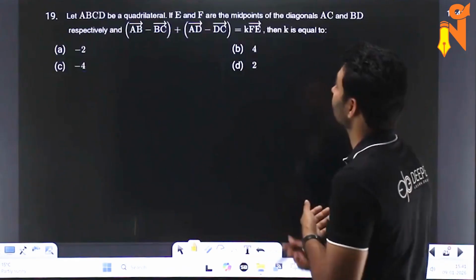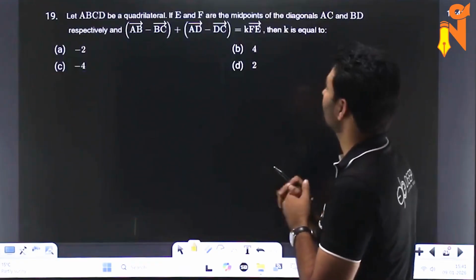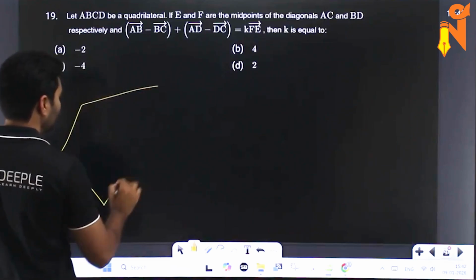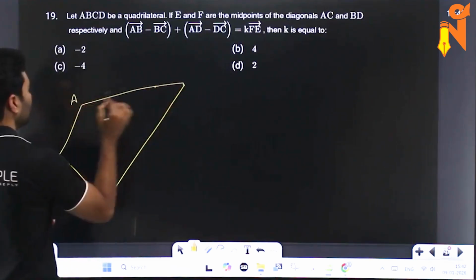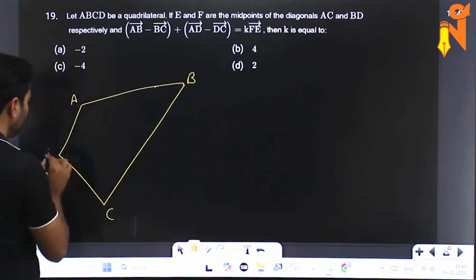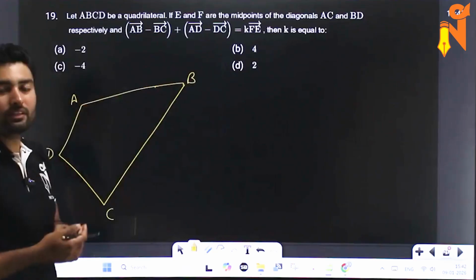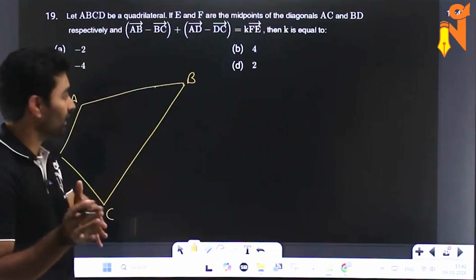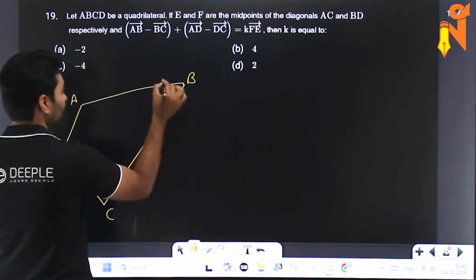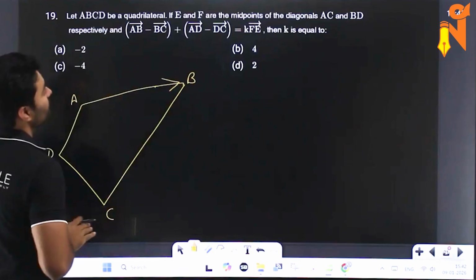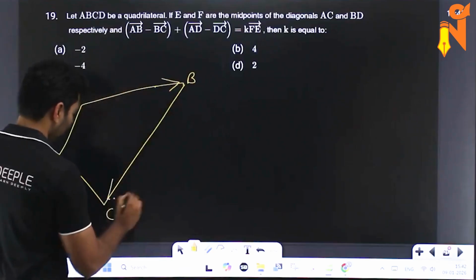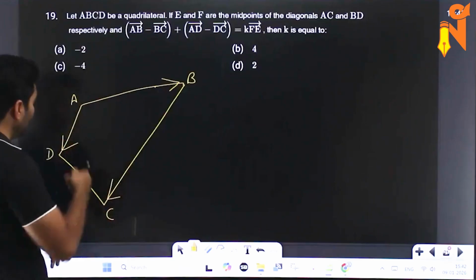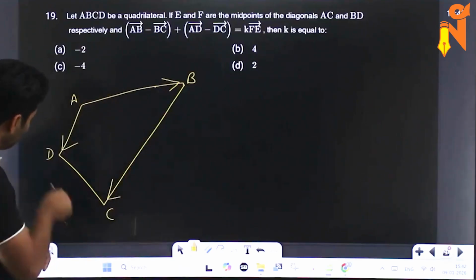Next question. Let A, B, C, D be equal to... So I will make a random diagram, obviously, because nothing is given here. A, B, and C and D. In this question, I will use the fundamentals of position vector. So AB vector is this. BC vector is this. AD vector. DC vector.